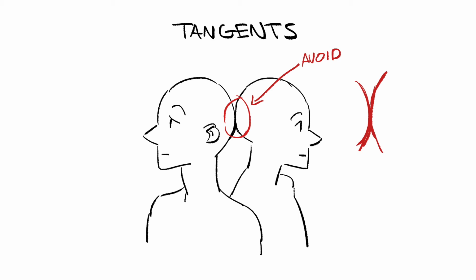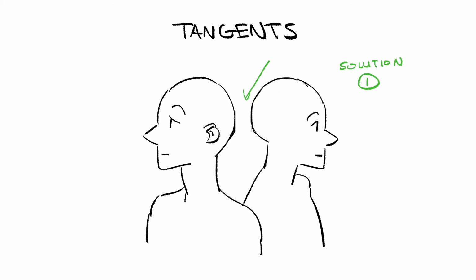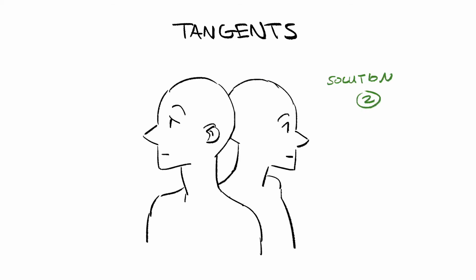So for this specific example, what you could do is pull the two characters away. That way you have the negative space in between, and you're clearly defining where they are in the drawing. And you could also do this: you could push the character more behind the first character, so you could clearly see that this character's head is actually in front of this character, and the lines don't blend into each other.